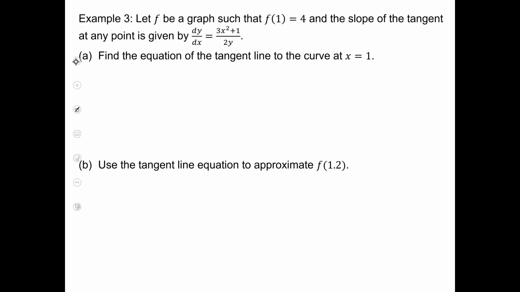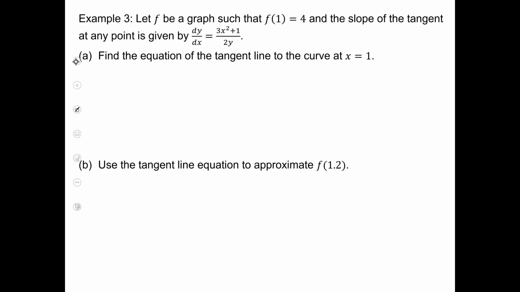Let f be the graph such that f of 1 equals 4 and the slope of the tangent line at any point is given by dy dx equals (3x squared plus 1) over 2y. So now you're starting to see that we can also blend these into implicit type problems. They don't tell us what the function is, but they do tell us its derivative is (3x squared plus 1) over 2y. And since the derivative itself contains both an x and a y, that tells us probably we had to do an implicit differentiation to get there. So that's going to tie us into that first part of this unit.